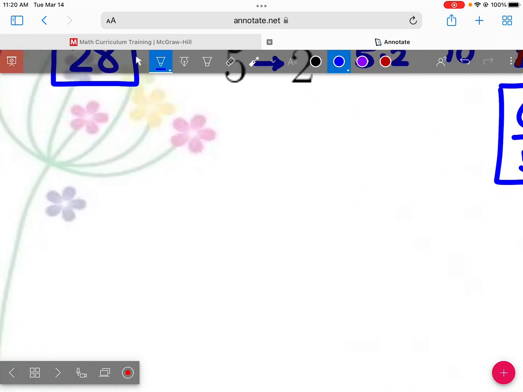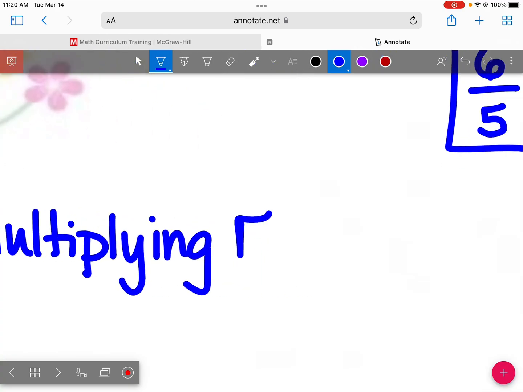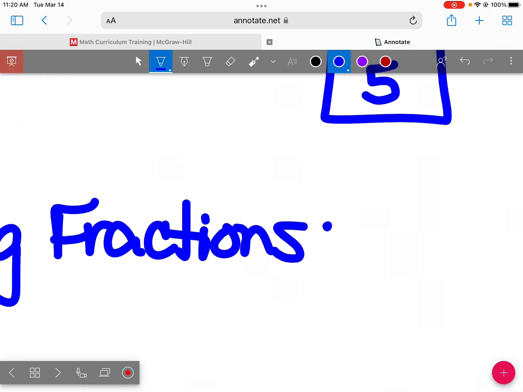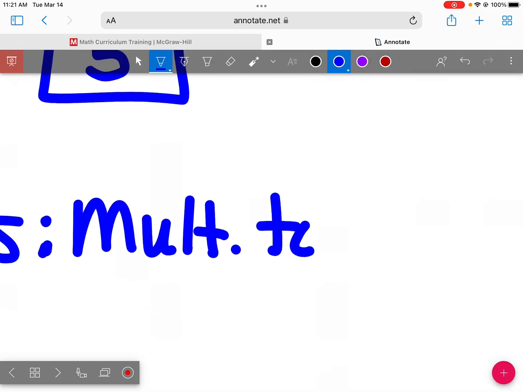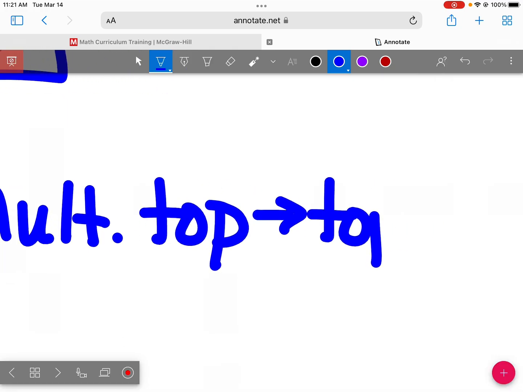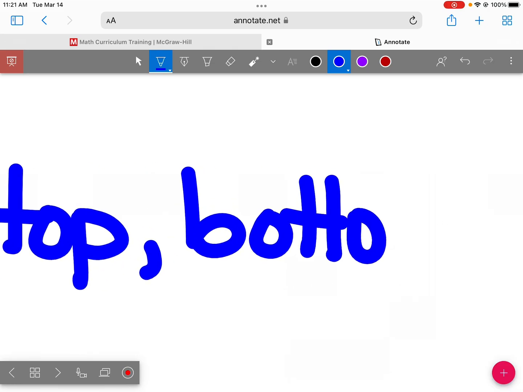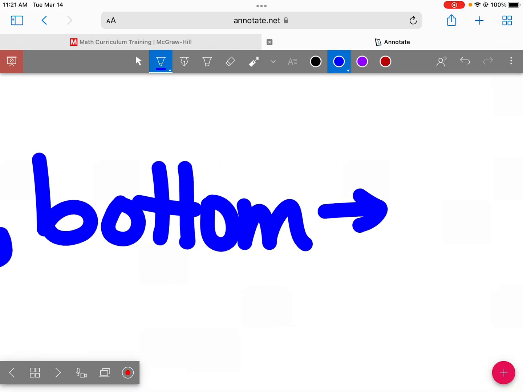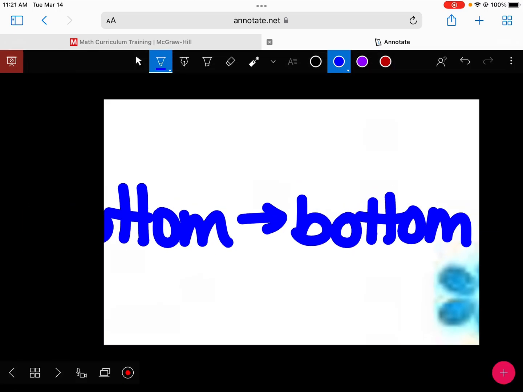So for multiplying fractions, we multiply straight across. We'll multiply top to top, and then bottom to bottom. And then reduce if we can.